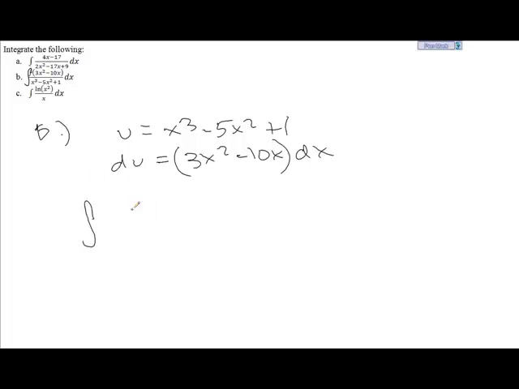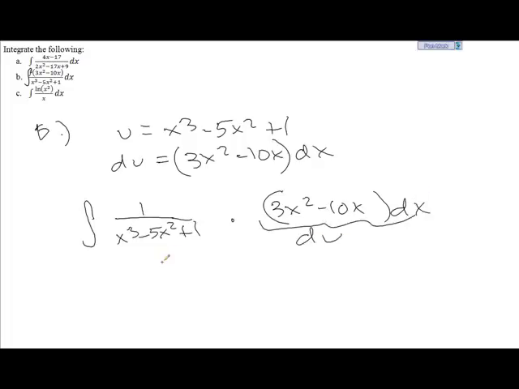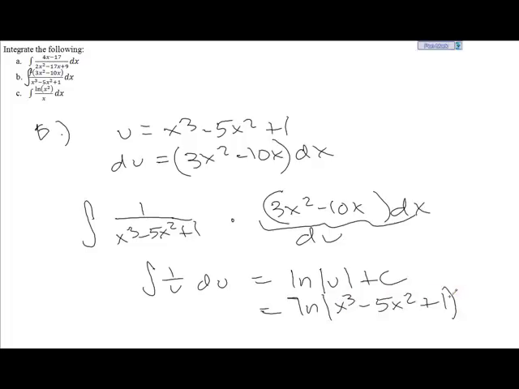Again, in a similar fashion, I can split this up into 1 over x to the third minus 5x squared plus 1 times 3x squared minus 10x dx. This is my du, and this is 1 over u, so I have 1 over u du, and the integral of that is similarly the natural log of u plus c. Substituting my u back in, I have the natural log of the absolute value of x to the third minus 5x squared plus 1, plus c.